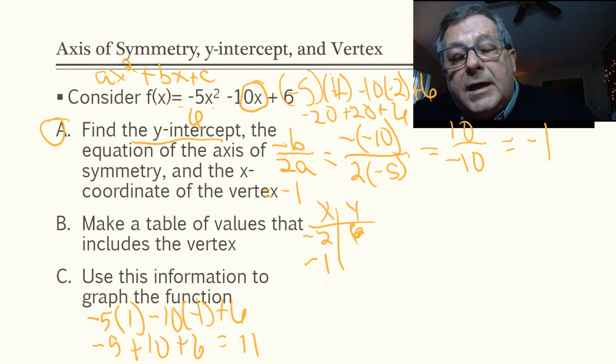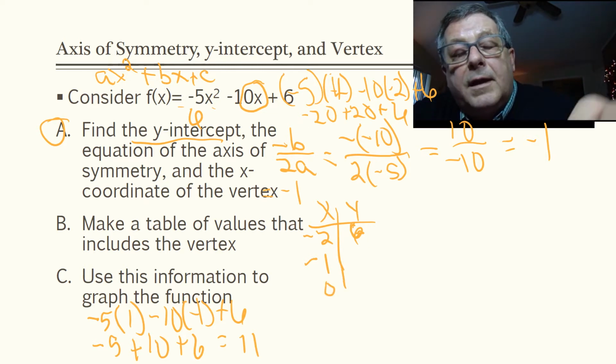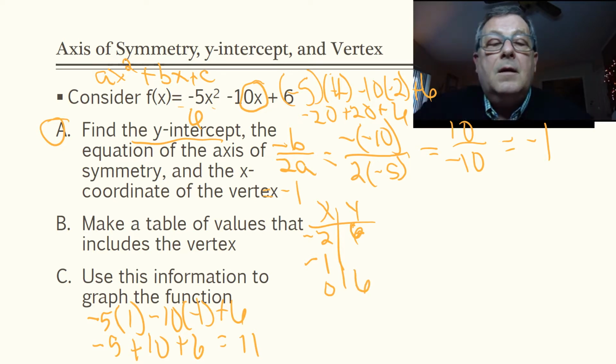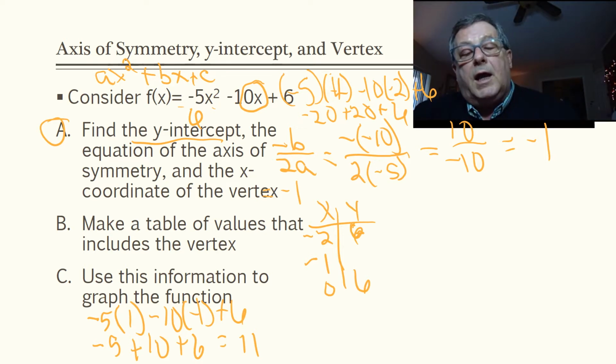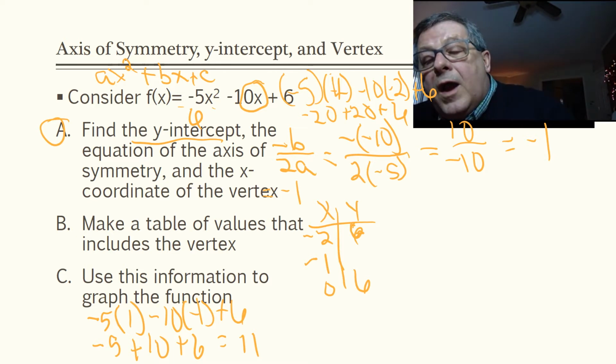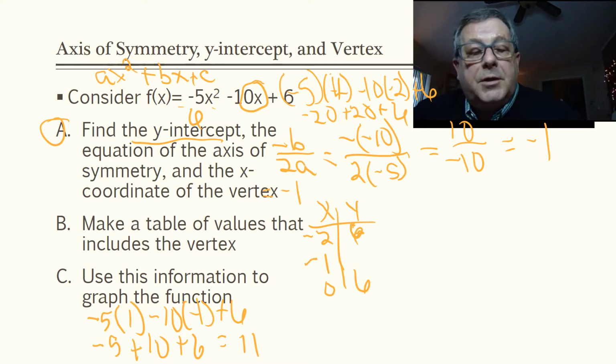And how about when x is 0? Well, I already know what that is. That's going to be 6 again, because that's the y-intercept. So there's a table of values. I could put more. I could do negative 3. I could do positive 1. I could do all that. But all I really need is just a few points on here to graph it, which is the third part that it asked me to do.